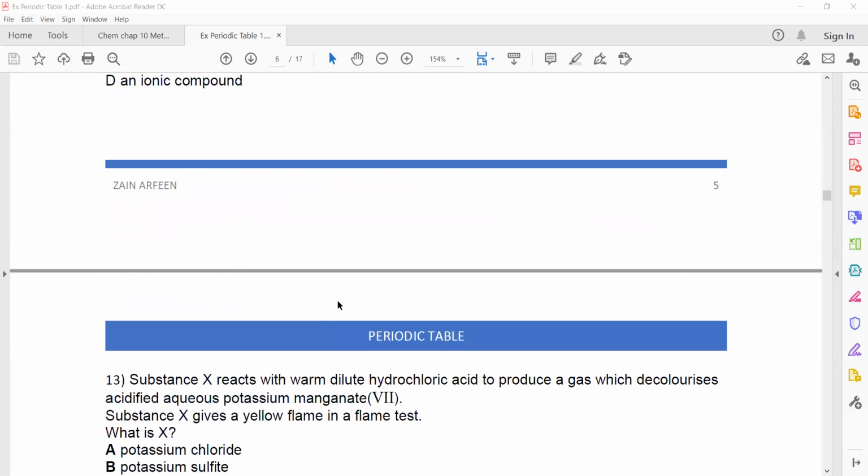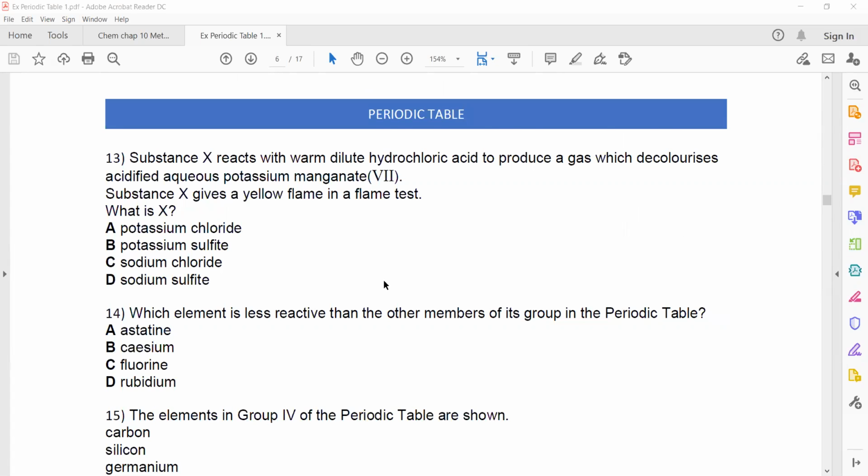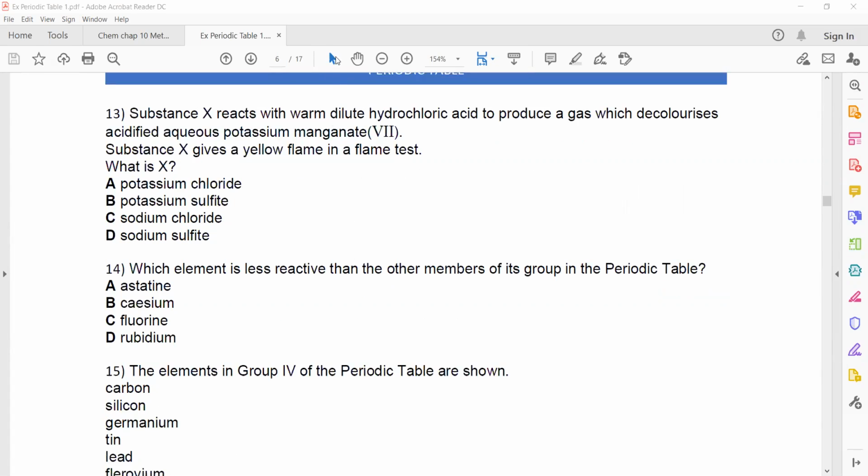Then question 13. Substance X is warmed with dilute hydrochloric acid, which produces a gas, and that gas decolorizes potassium manganate 7. What is this test? This is a test for sulfite ion. Sulfite ion means SO3. Sulfate is tested by adding barium nitrate or barium chloride, but for sulfite, we add hydrochloric acid, heat, a gas is given off, which will convert this potassium manganate from purple to colorless.